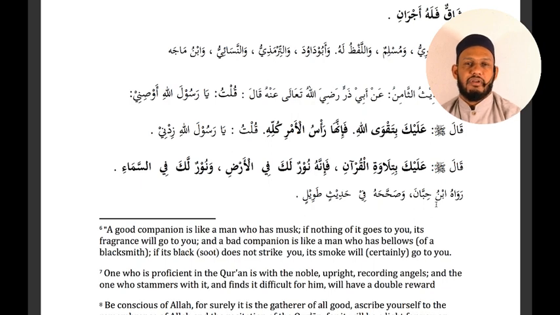So when Abu Dharr asked the Prophet ﷺ for advice, the first thing the Prophet ﷺ says, Alayka bitaqwa Allah, it is incumbent upon you to have taqwa, to be conscious of Allah. And taqwa specifically is that you do things mindful of what pleases Allah Ta'ala. Alayka bitaqwa Allah. فَإِنَّهَا رَأْسُ الْأَمْرِ كُلِّهِ.